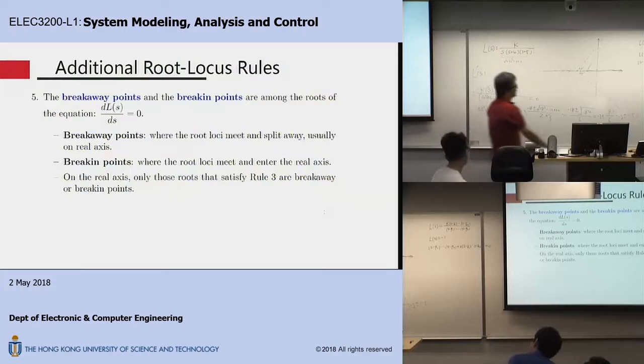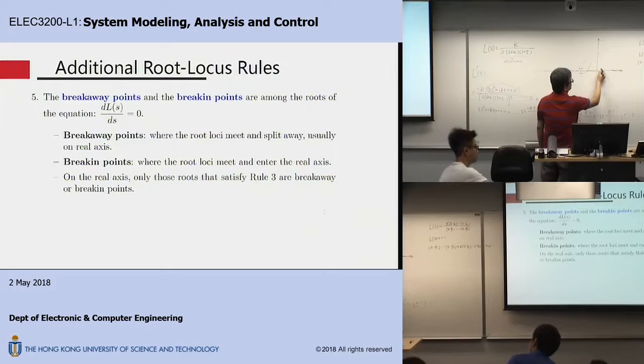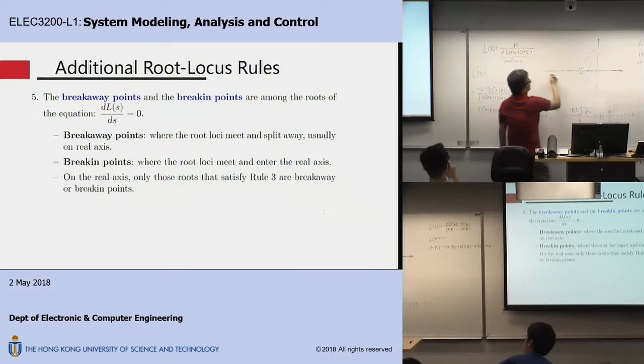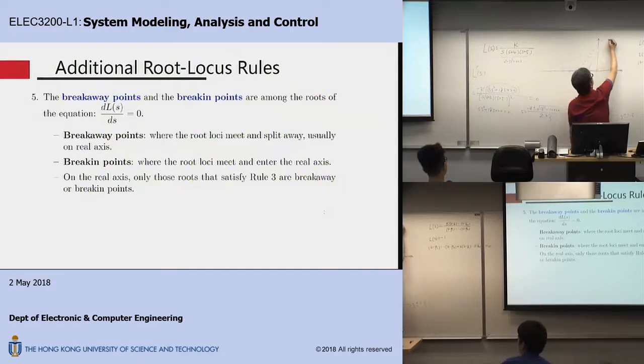So we know that when k is equal to 0, the root locus starts from here. And when k goes to infinity, the root locus goes there.